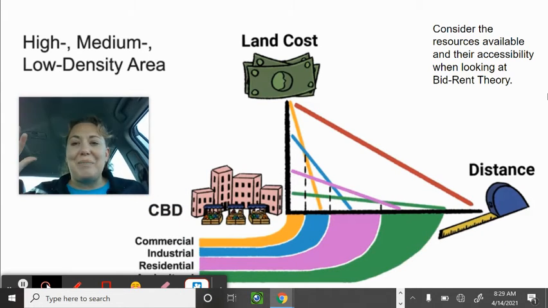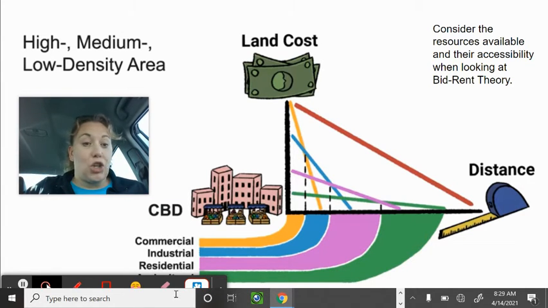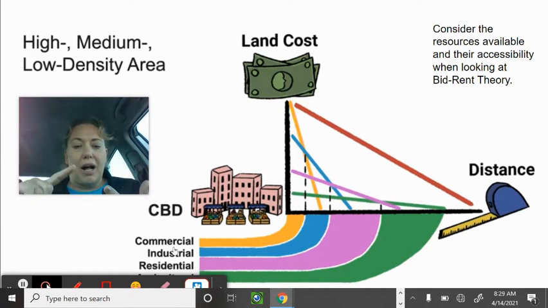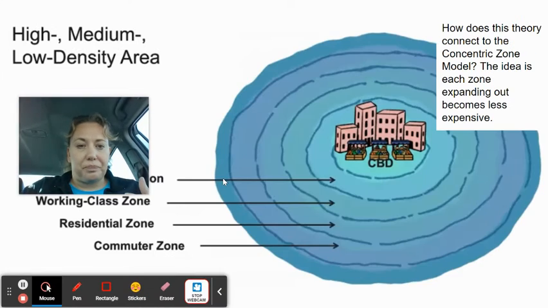Okay. So guys, remember bid rent theory. We're seeing this: the closer the land is to the central business district, the higher the land cost. And then we also add in zoning, and that's something we've been talking about in unit six. So is it zoned for commercial, industry, residential, etc.